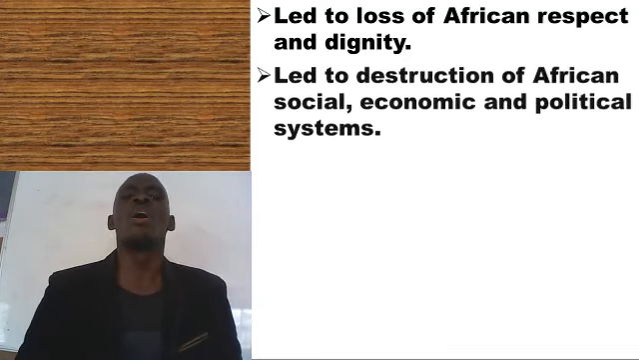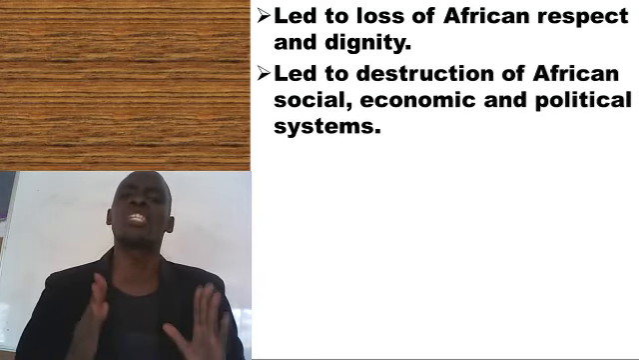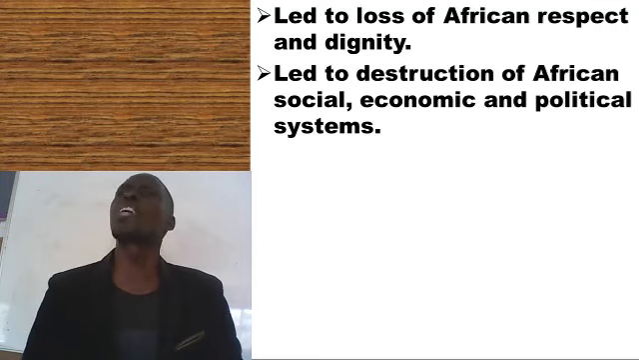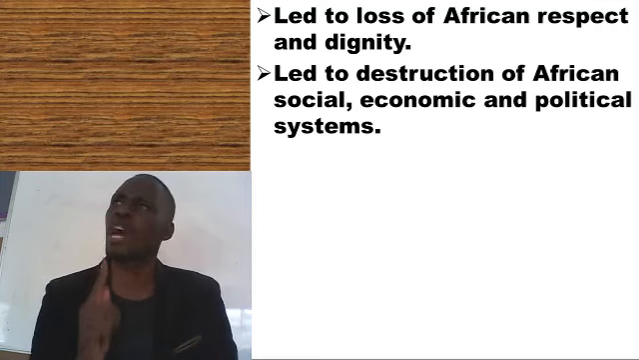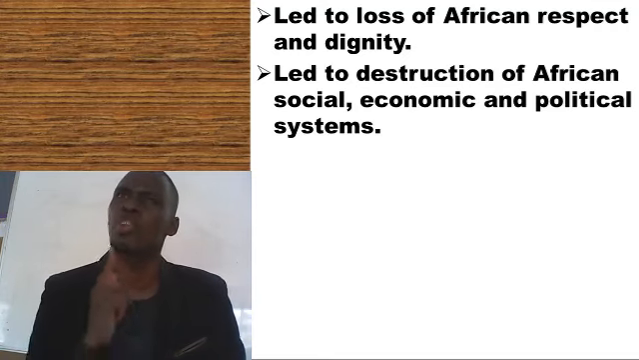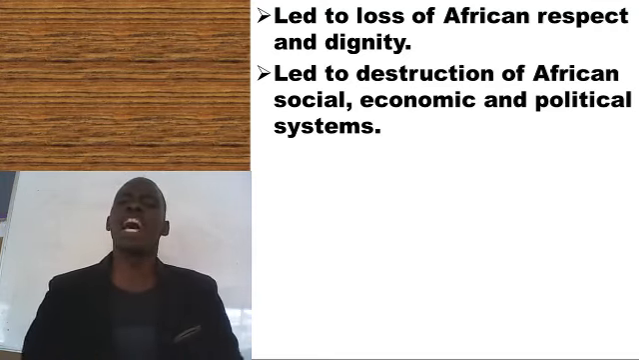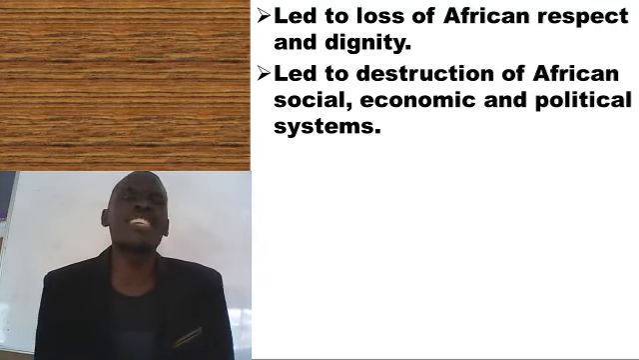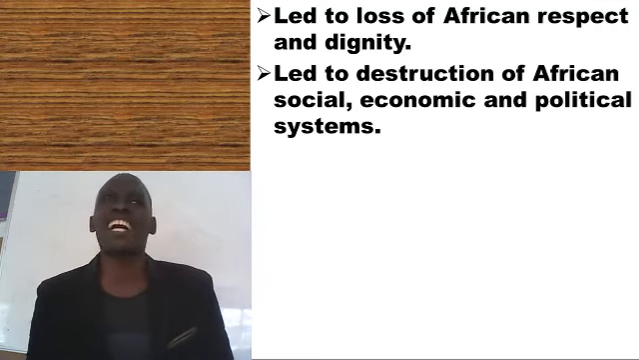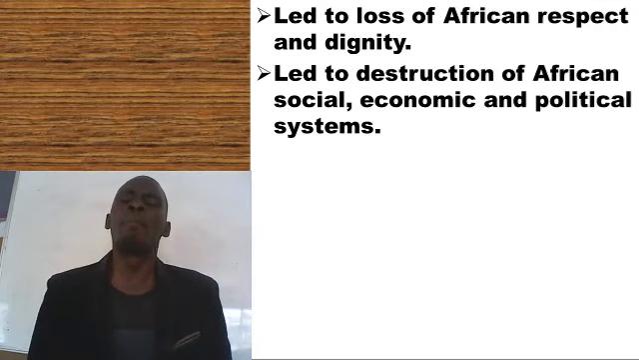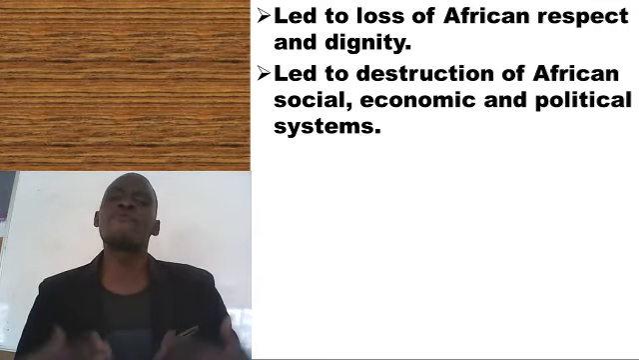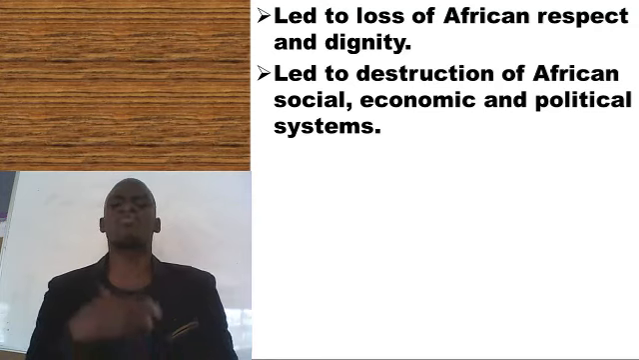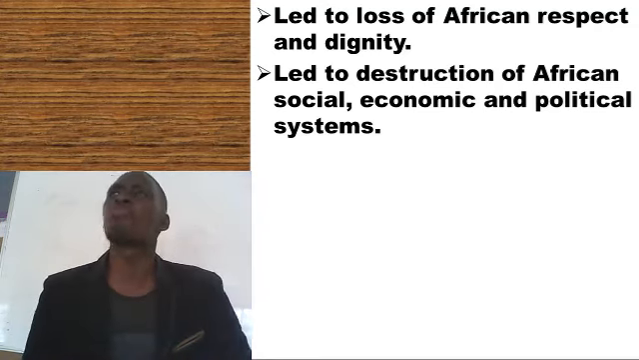Boys and girls, the assimilation policy also led to the destruction of African social, economic, and political systems. You know, before the coming of the French colonial masters to West Africa, Africans had their own well-established social, economic, and political systems. Like we were organized in kingdoms under kings, in chiefdoms under chiefs, in clans under clan heads, to mention but a few. But when the French came, they forced us to change. They led to the destruction of our socio-economic and political systems.